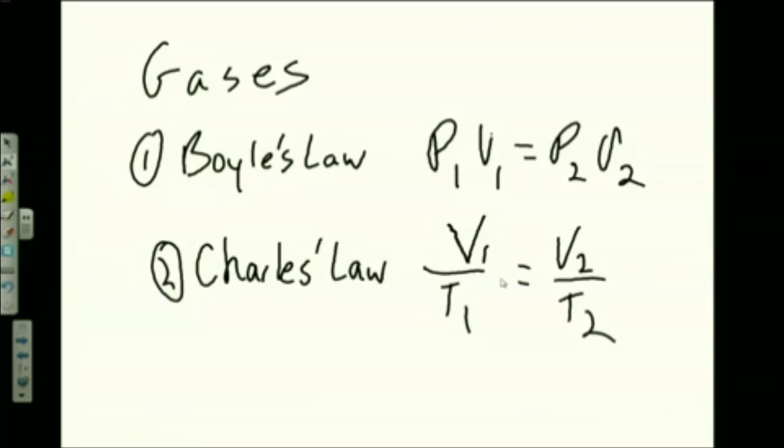Now, look at Charles's law. They're not multiplied, they're divided, right? So because it's a ratio, volume divided by temperature means that they're directly related. As volume goes up, temperature must go up.